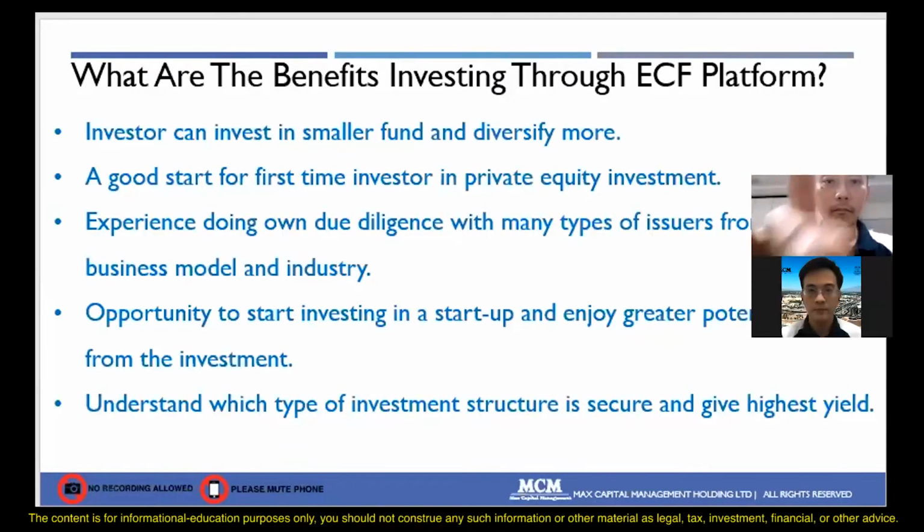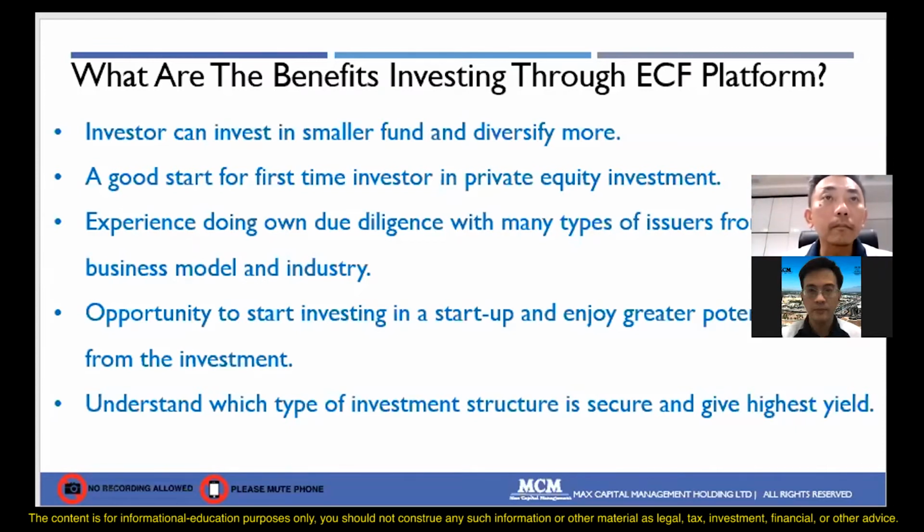And as an investor, what is the benefit of investing through the ECF platform? The first one you can see, you can invest in a smaller fund and diversify more, especially for new people. If you are MCM members, you are actually pros already. You know which company can give higher return, and you know how to do due diligence here and there. But ECF is actually a stepping stone for a person to become a wise investor.